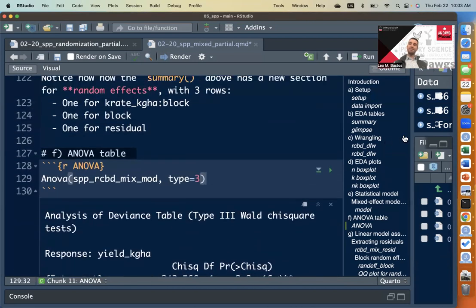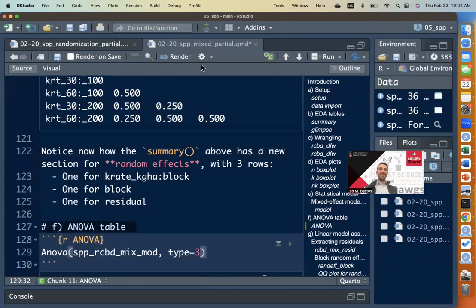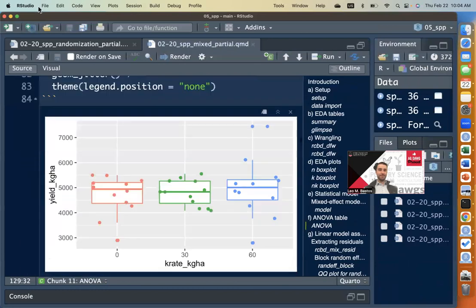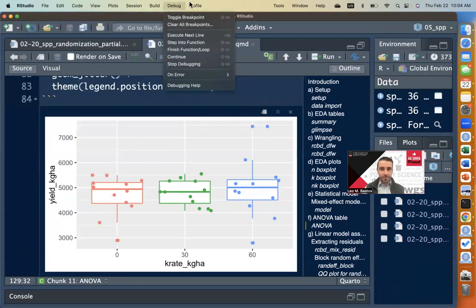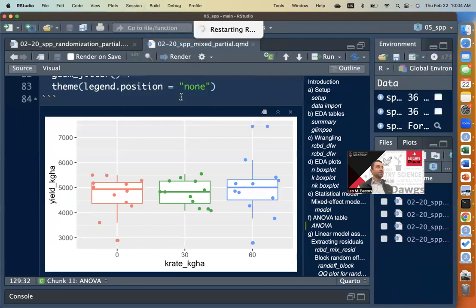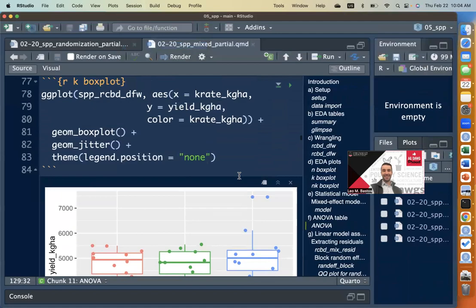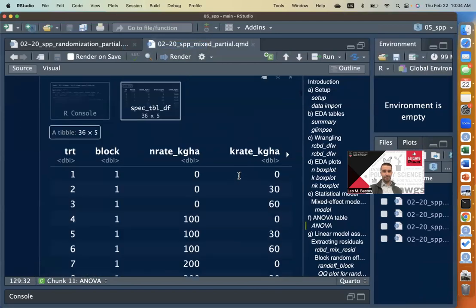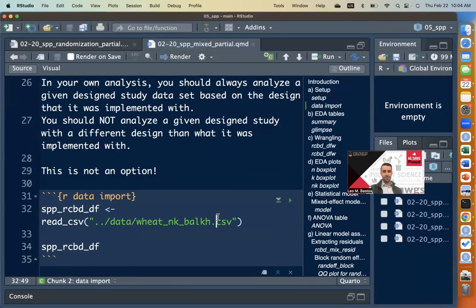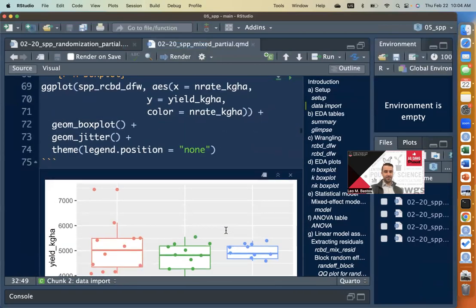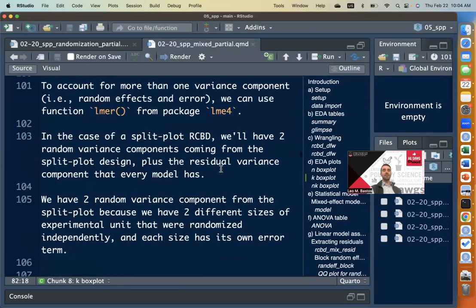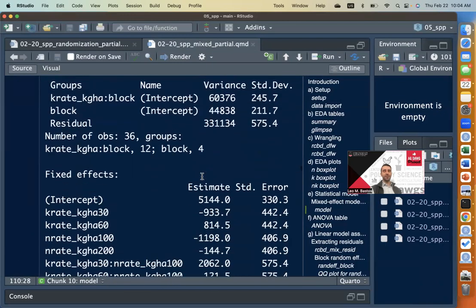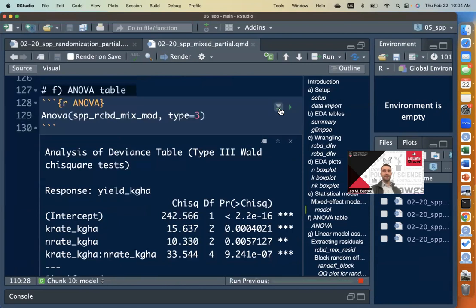I'm not quite sure. Let me refresh my environment and make sure that I have the same data as you. That is interesting. Yeah, they should be non-significant. I'm not sure why on my side they're not. Oh, I think I know why. I think I forgot on my side to run the options to change the contrast type. Maybe that was it. Let me try again.